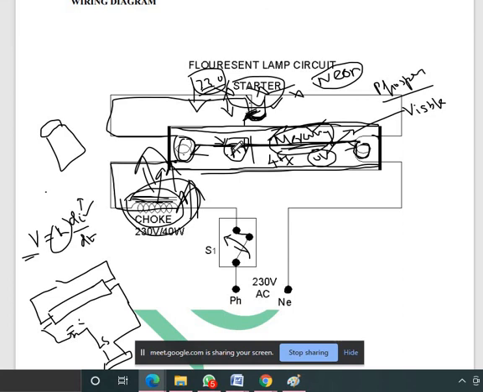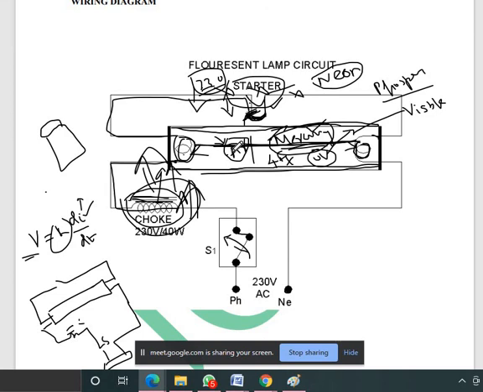Sir, an LED bulb is not heated, and a red bulb is heated. Why, sir? Okay, I don't know clearly. What doubt?